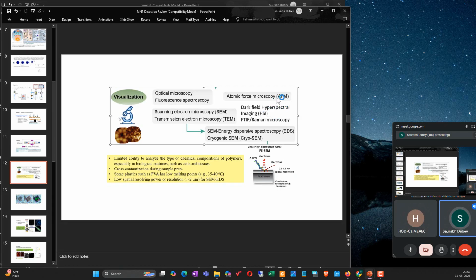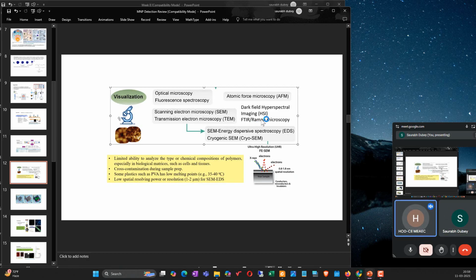One company has entirely built their own microscope. In that microscope, they have hyperspectral imaging clubbed with FTIR. At the same time, they are looking at the plastics in dark field, so they are tracking which type of plastic, the quantity of the plastic, and the zone where it is.